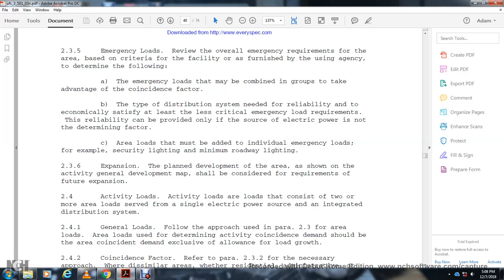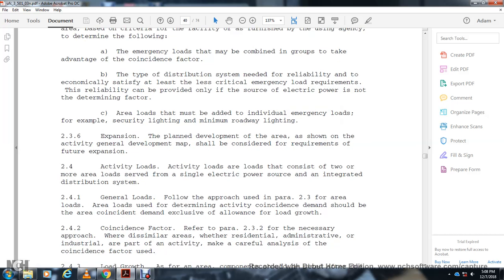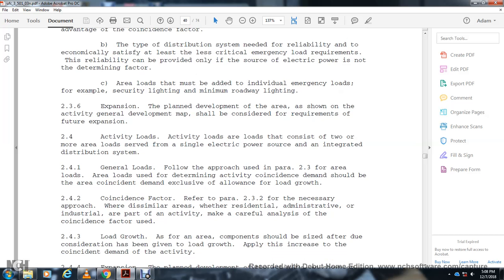241. General load. The approach for the use of paragraph 2.3, with the area loads used in determining the activity coincident demand, should be the area demand exclusive of the allowance for load growth. 242. Coincident demand. Refer to paragraph 232 for the necessary approach. For dissimilar areas, whether residential, administrative, or industrial, as part of the activity, carefully analyze the coincident factor used.